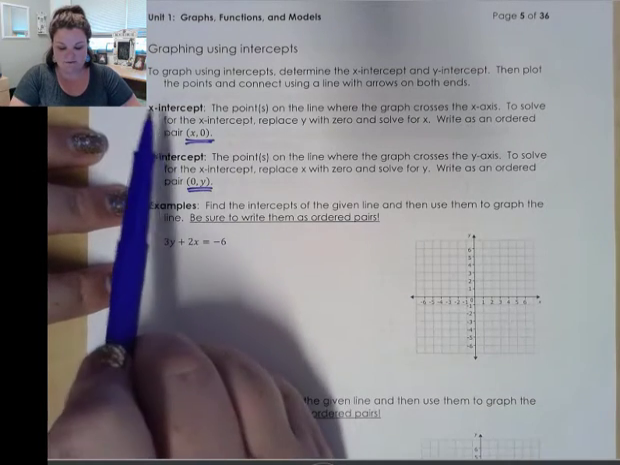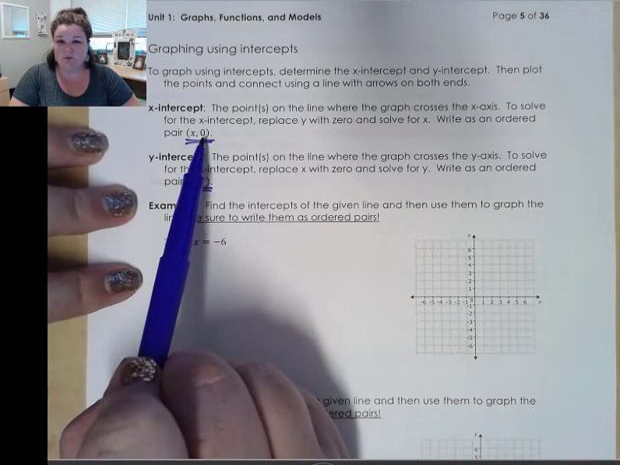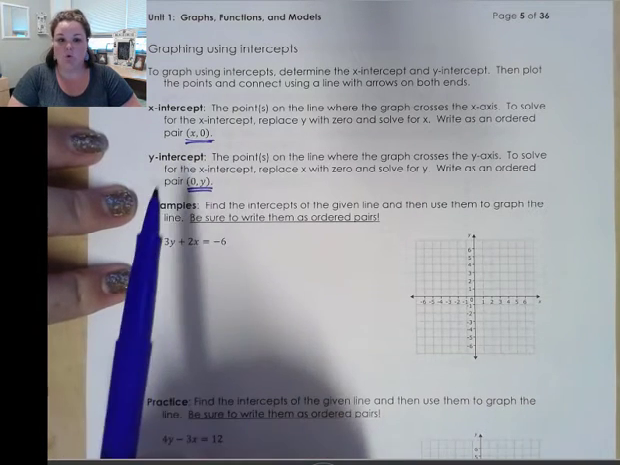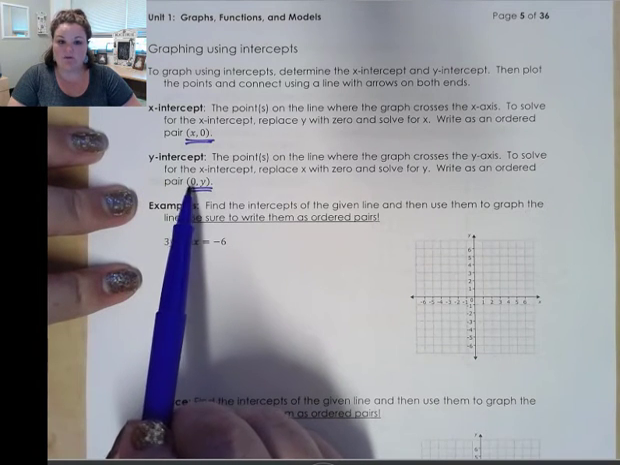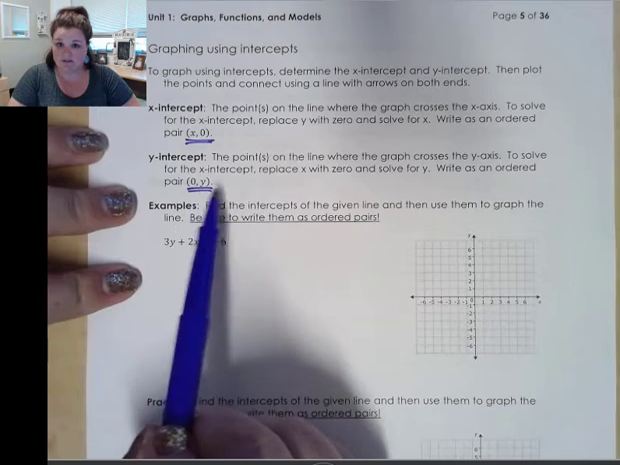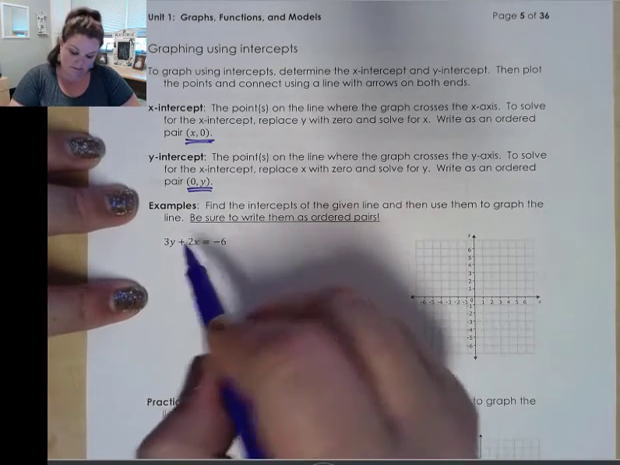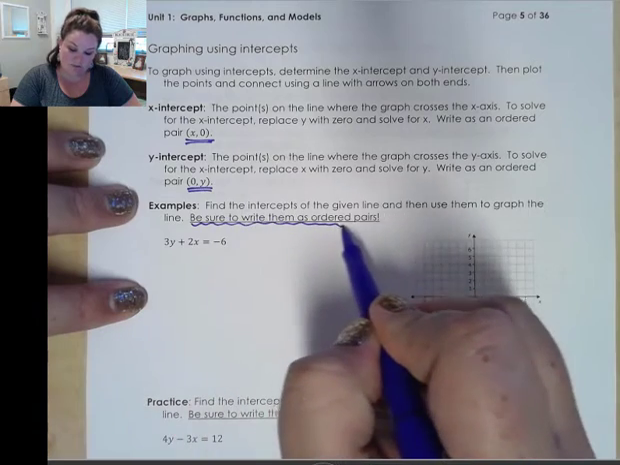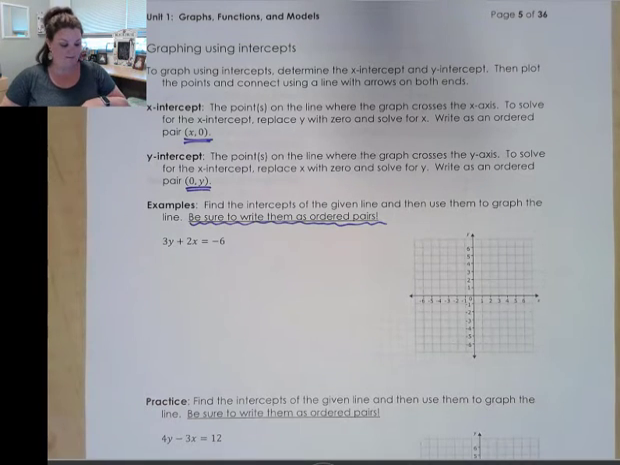We're going to use this idea that if we're looking for an x-intercept, we know y is 0, so we can just plug in 0 and solve. Or if we're looking for a y-intercept, we know our x is 0, so we can just plug in 0 for x and solve. Okay, so let's go ahead and look at them. Most importantly, be sure to write them as ordered pairs, okay, because they represent a point on the graph, so we need to make sure that they're written as ordered pairs and not just single digits, okay?